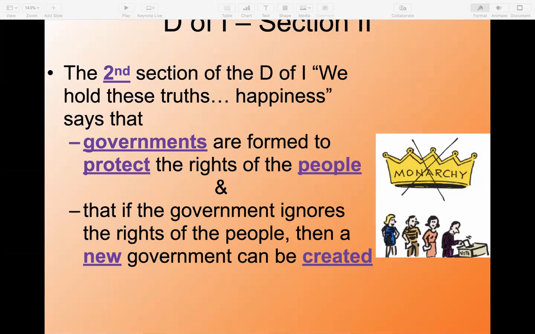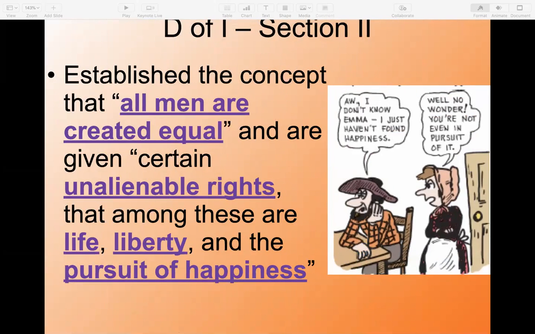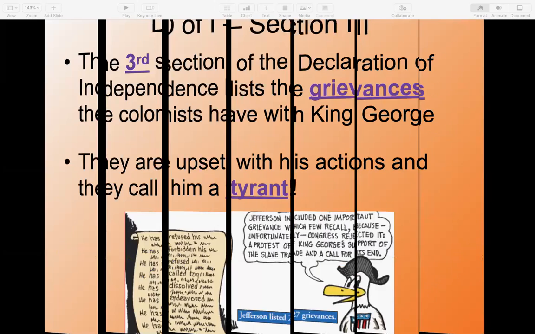So, the Declaration of Independence, Section 2. The second section of the Declaration of Independence, "We hold these truths" through "happiness," says that governments are formed to protect the rights of people, and that if government ignores the rights of people, then a new government can be created. The Declaration of Independence, Section 2 continued. They established that all men are created equal and that they're given certain unalienable rights. Among these are life, liberty, and the pursuit of happiness.